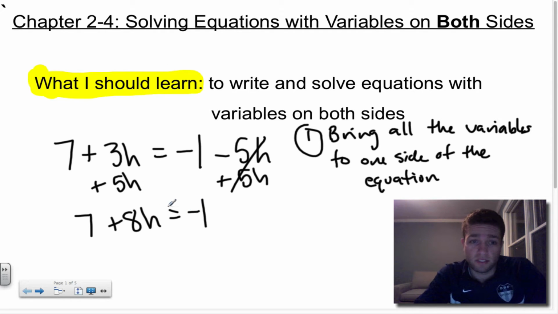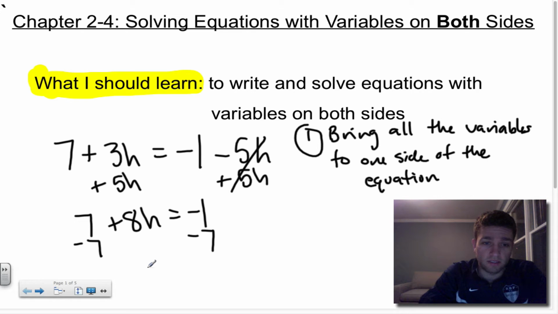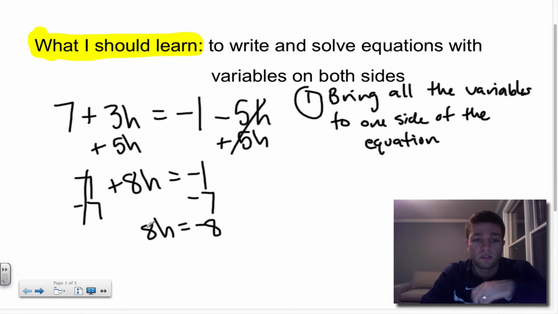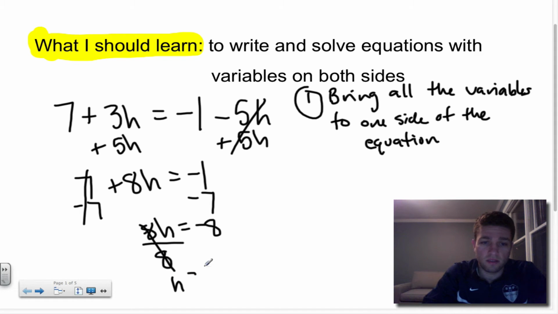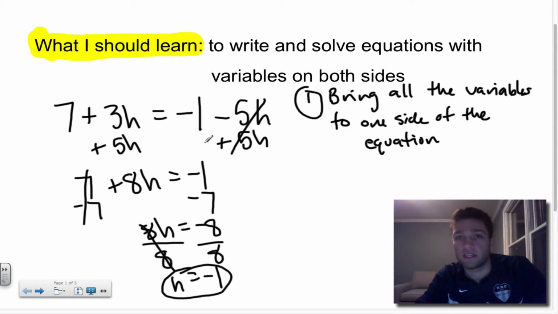And how do you solve the rest of this? Just through some inverse operations. So minus 7, minus 7. Now that eliminates this here and leaves us with 8h equals negative 8. Now I'm going to divide by 8, which is 1 and eliminates it, and divide by 8. Negative 8 divided by positive 8 is negative 1, and that leaves us with h equals negative 1.